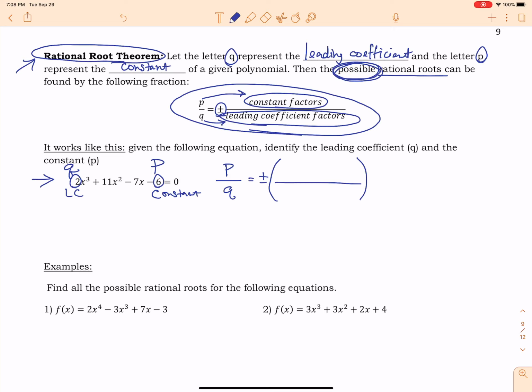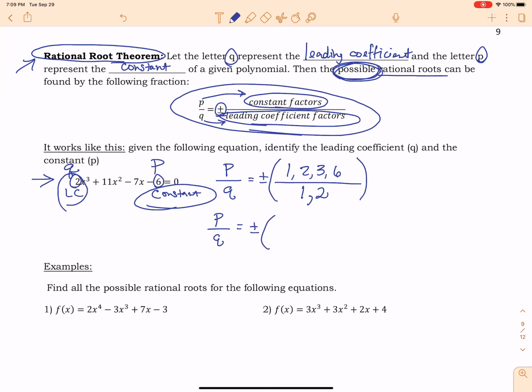All right, so in my numerator, my constant is a 6. A 6 consists of the following factors. We've got 1, 2, 3, and 6. Those are all the numbers that can multiply to give me 6. 1 and 6 multiplies to give me 6. 2 and 3 multiplies to give me 6. I'm going to do the same thing in the denominator with the lead coefficient. Well, the lead coefficient is 2. Well, there's only 2 factors of 2: 1 and 2.